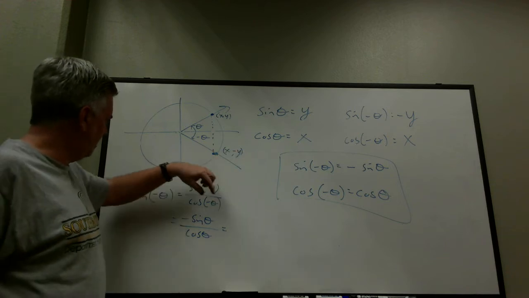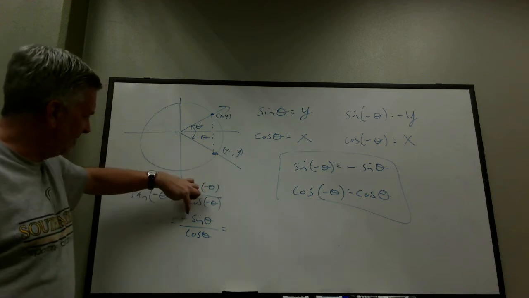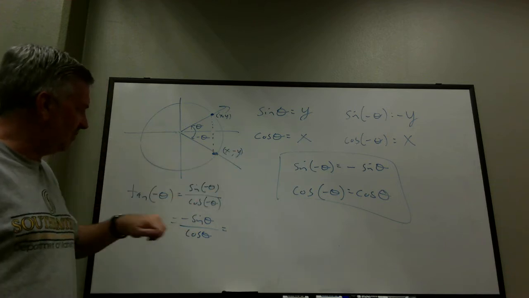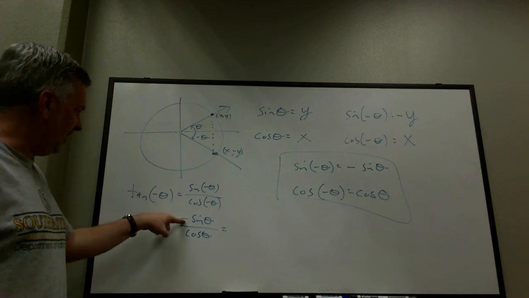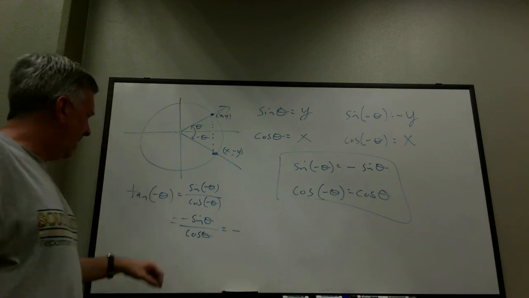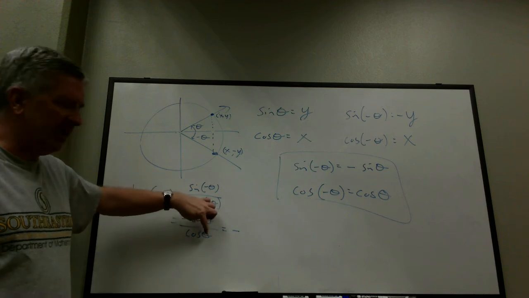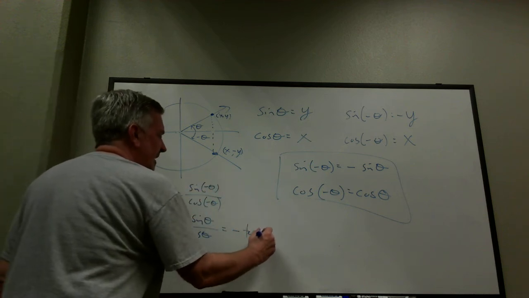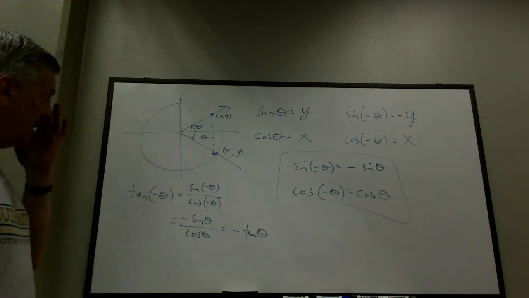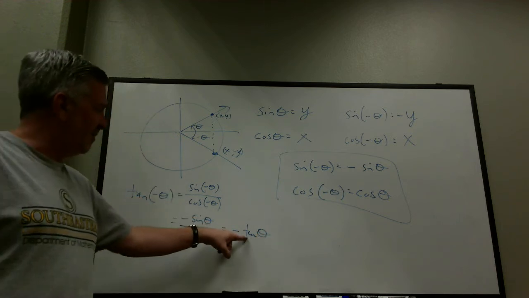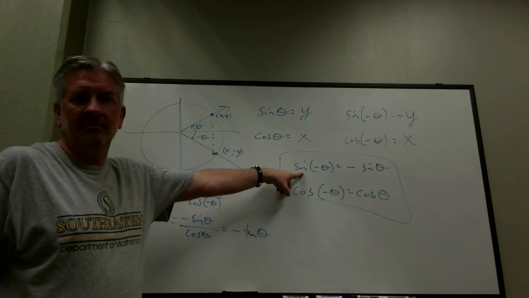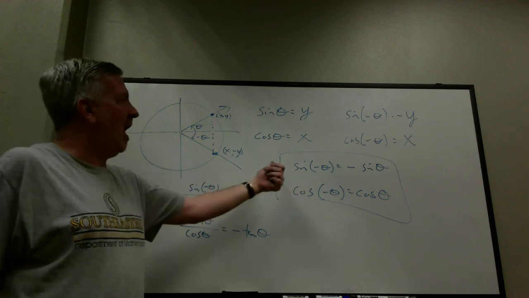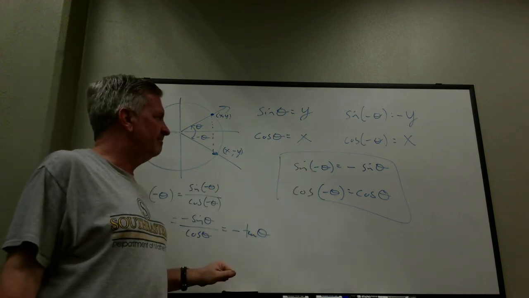Right? I'm just using those here. So sine of negative theta is minus sine theta. Cosine of negative theta is cosine theta. Well, you can pull the negative out front. And what is sine of theta over cosine of theta? Sine of an angle over cosine of the same angle is tangent of that angle. So notice tangent of negative theta is minus tan theta. It works like sine. Right? So tangent is odd, just like sine is.